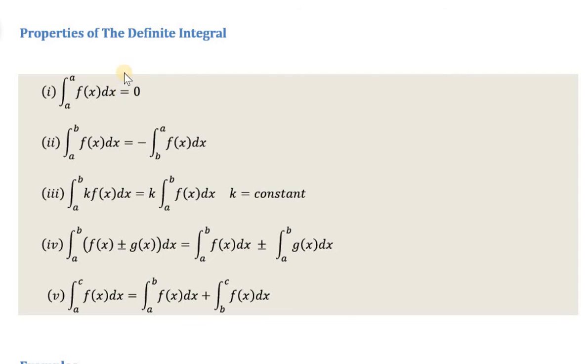So these are a few properties of the definite integral. For an integral with boundary a to a, it is 0 because the area is 0. And if we have the integral from a to b, it is the negative of the integral from b to a. And if you have a constant, you can put the constant up front.